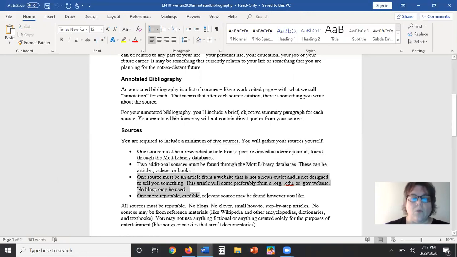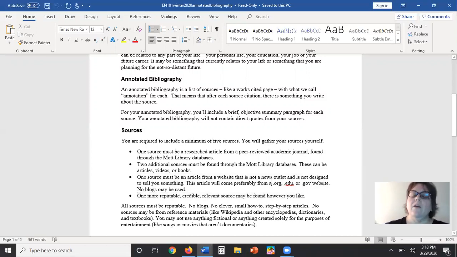You need one source that is an article from a website that is not a news outlet and is not designed to sell you something. And ideally, it will come from a .org, .edu, or .gov website. No blogs can be used. And then you've got one more source to find, however you want to find it, right?